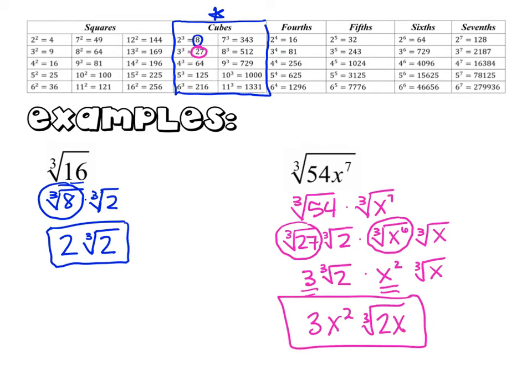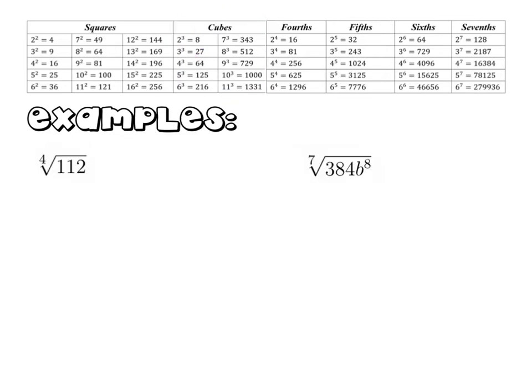How about roots bigger than cubed roots? Let's look at a fourth root and a seventh root. So if I look at my perfect fourths list, what perfect fourth can I divide 112 by? Well, I definitely can't divide it by the ones bigger than 112. So what about 81? Nope, 81's not going to work. So it must be 16, or maybe I can't simplify it at all. But if I check, I can divide 112 by 16. It becomes 16 times 7.